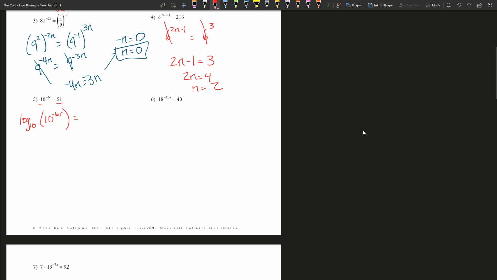And because you do it on the left-hand side, you have to do it on the right-hand side. Because 10 to the power of something and log base 10 are complete inverses, those cancel. So you're left with negative 6r is equal to log base 10 of 51. And then divide both sides by negative 6. So r will equal log base 10 of 51 divided by negative 6.